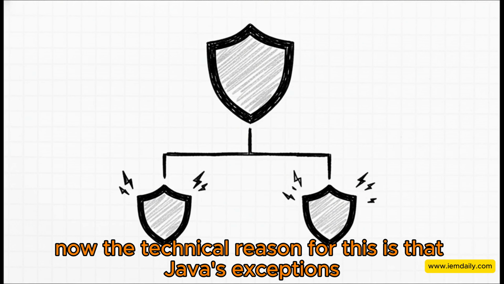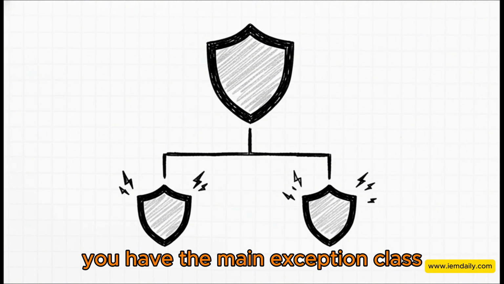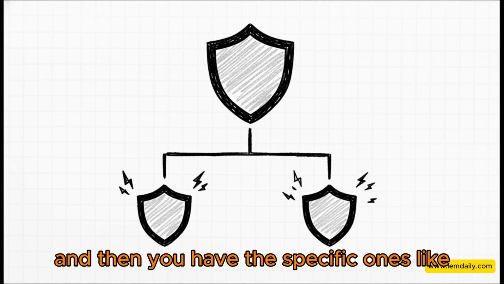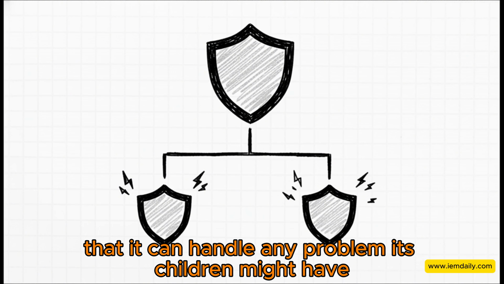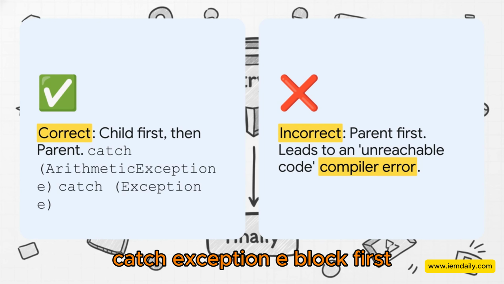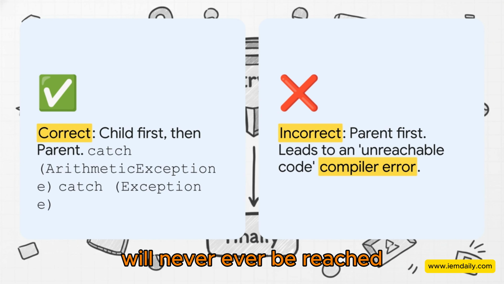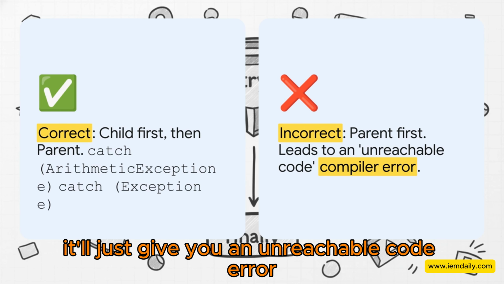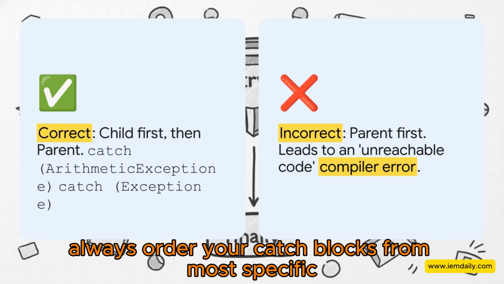Now, the technical reason for this is that Java's exceptions have a hierarchy, like a family tree. You have the main Exception class. Think of it as the parent of all other exceptions. And then you have the specific ones, like ArithmeticException, which are its children. And here's the key. The parent class is so broad that it can handle any problem its children might have. This means if you put that general parent catch (Exception e) block first, it's going to grab everything. Your more specific child blocks will never ever be reached. Now, Java's smart enough to see this coming, so it won't even let you compile code like that. It'll just give you an unreachable code error. So remember the rule, always order your catch blocks from most specific to most general.